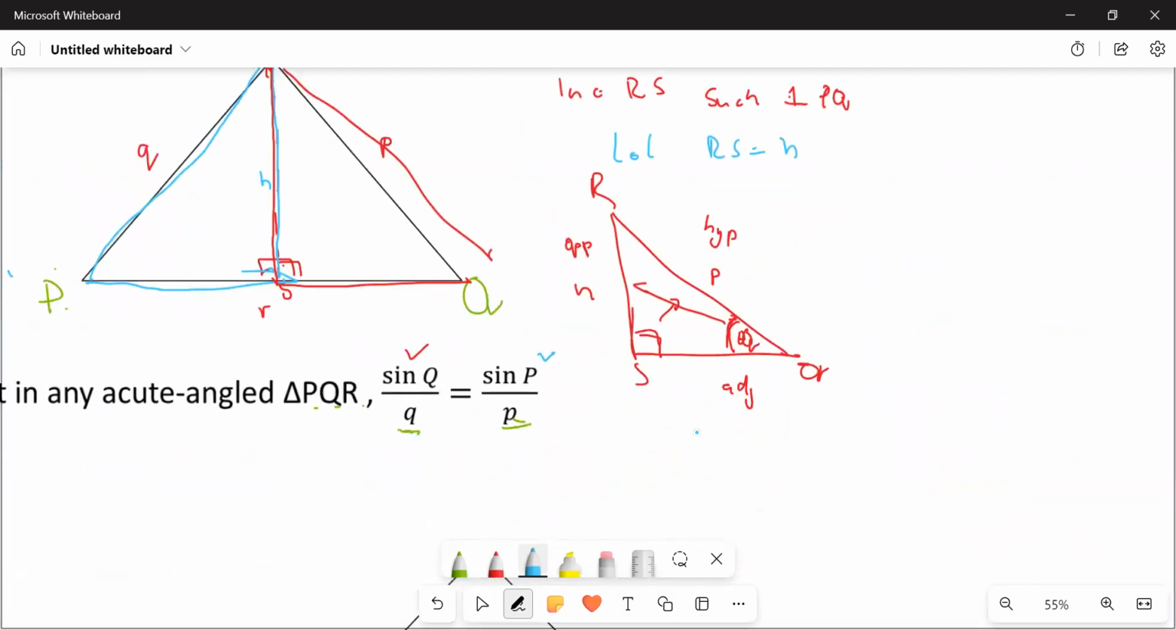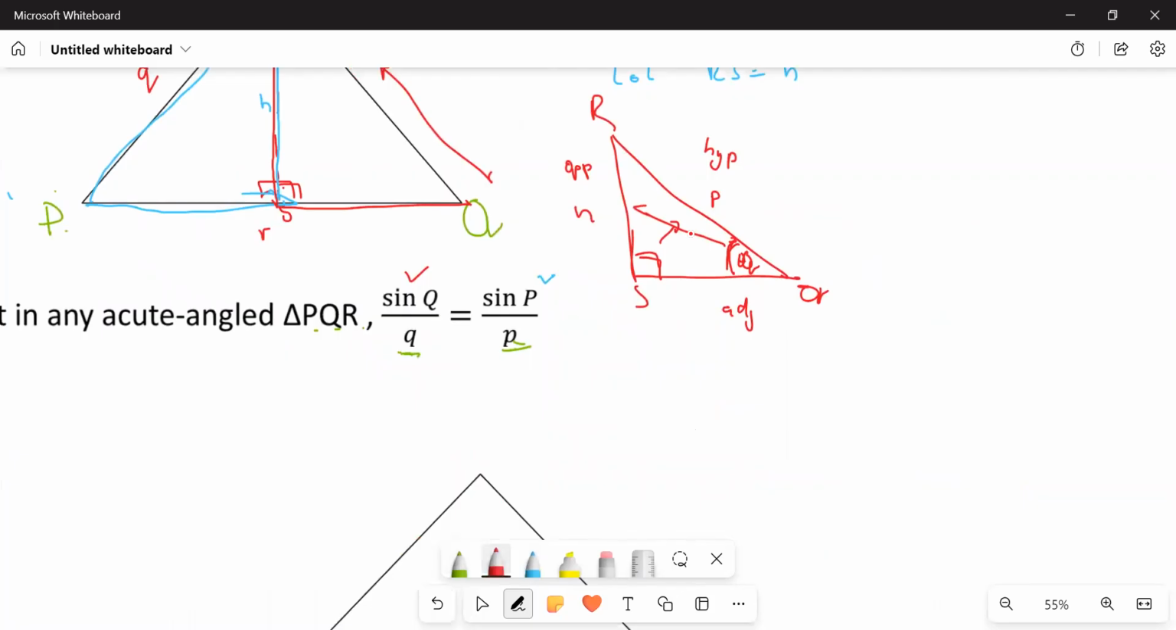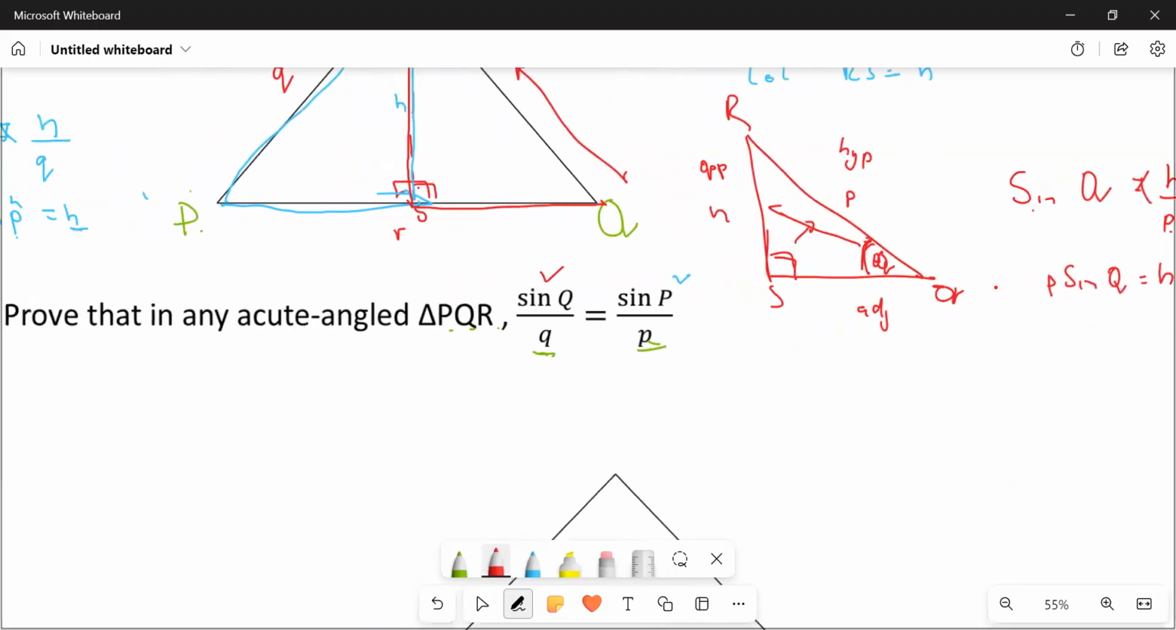If we go to the red triangle, the right triangle, what is going to be the sine of Q? Sine of Q is opposite over hypotenuse. What is opposite? H. What is hypotenuse? It's P. Cross multiply. P multiplied by the sine of Q is going to be equal to H. Are we still fine?